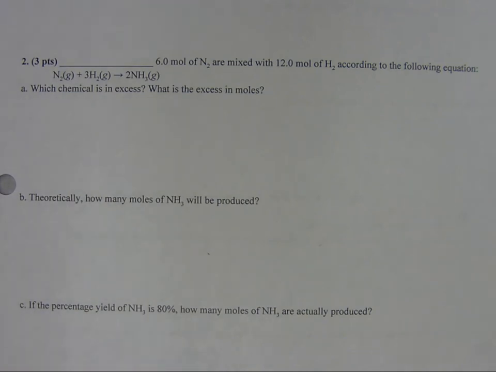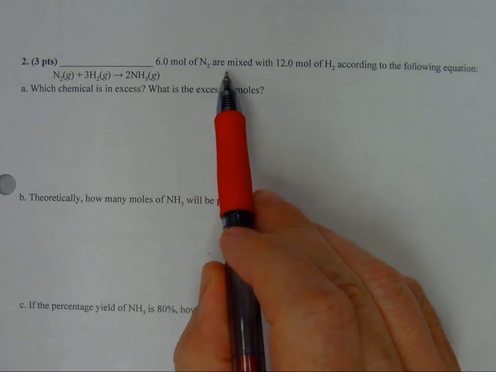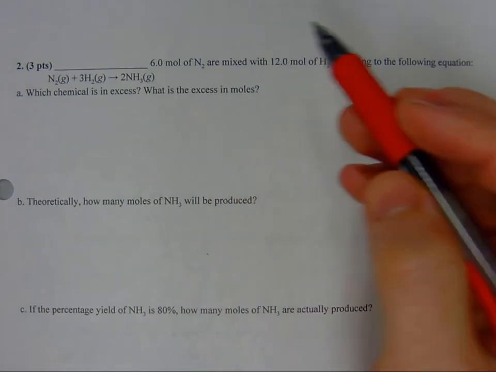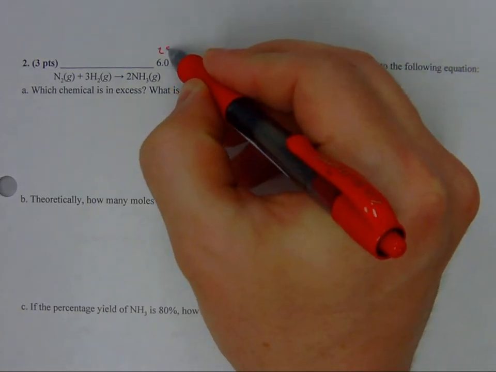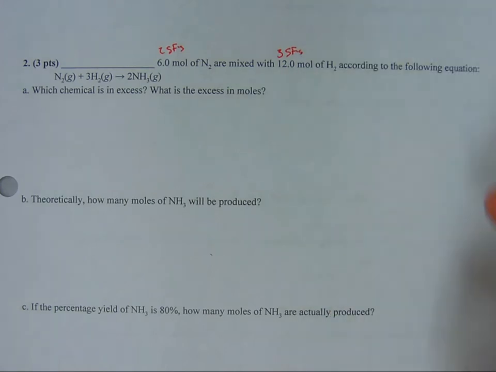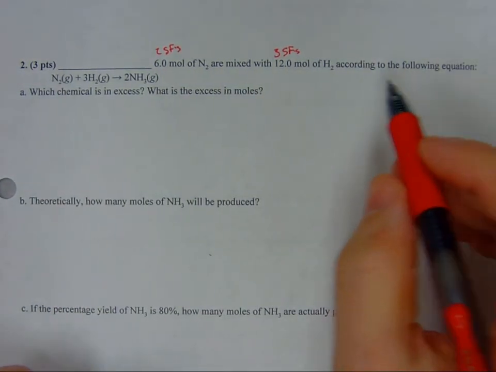Number 2. Now we're going to get into some limiting reactant and excess reactant questions here. 6.0 moles of N2 are mixed with 12.0 moles of H2. Now notice I have 2 significant figures here and then 3 significant figures here. So let's keep that in mind when we go to record our answer, report our final answer.